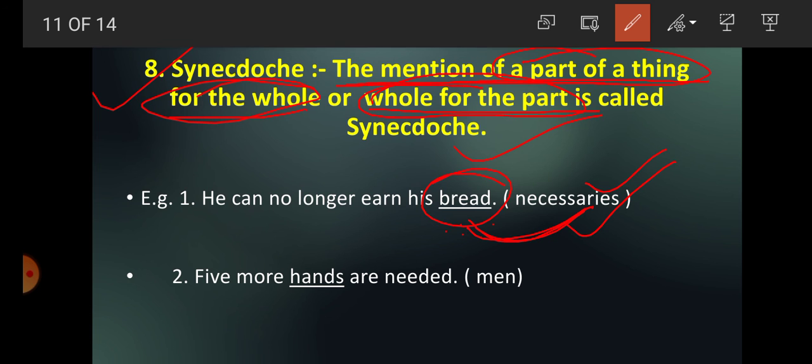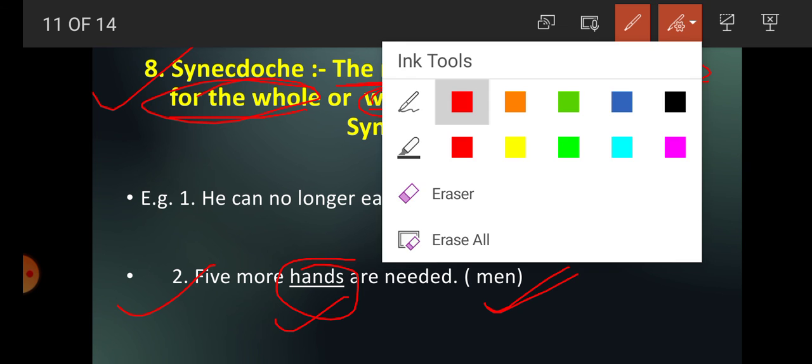Now number 2 example, 5 more hands are needed. So what does hand stand for? Man. So here, students, hands is used for man. Again it is the part of a whole. For man, here there is the use of hands. So what is this, students? This is the use of synecdoche.